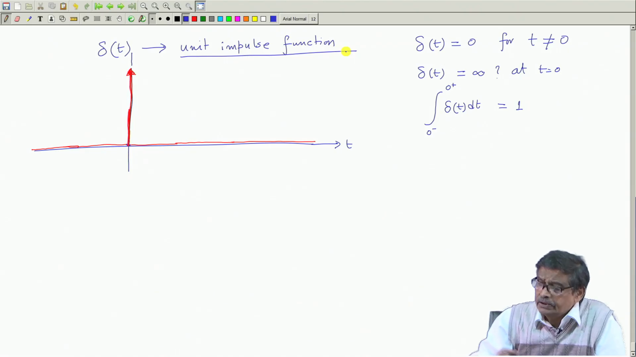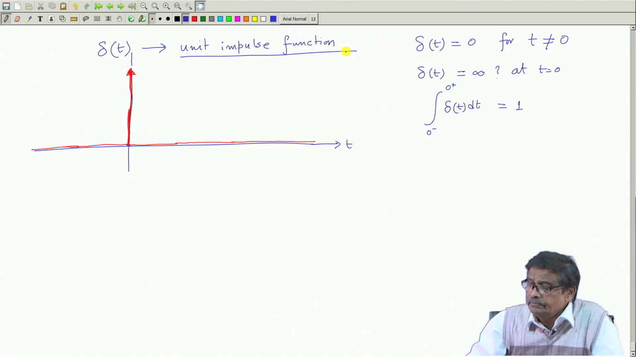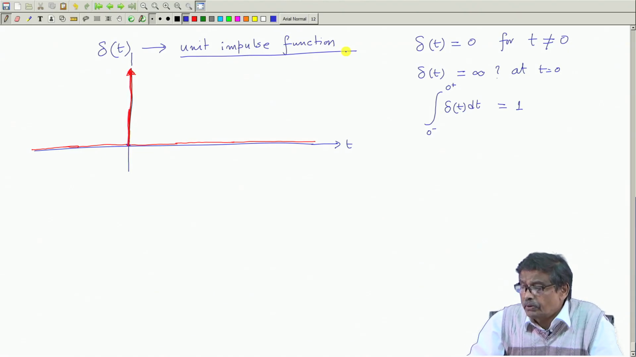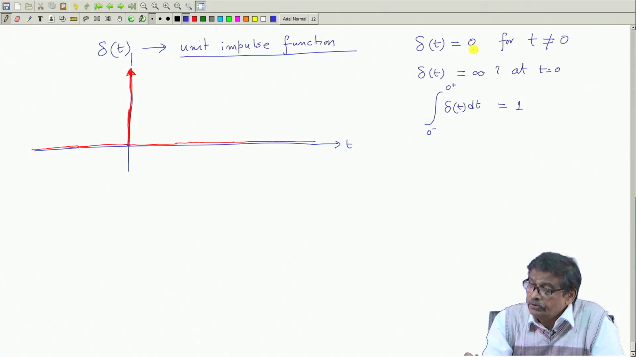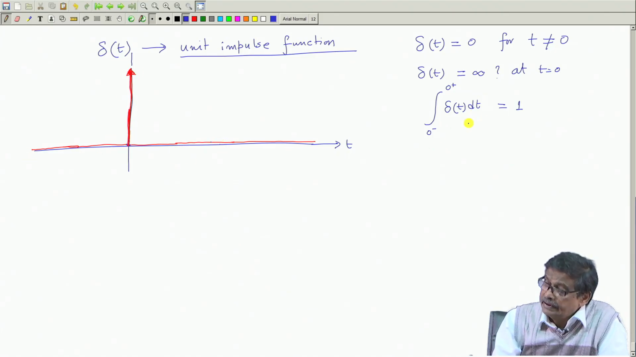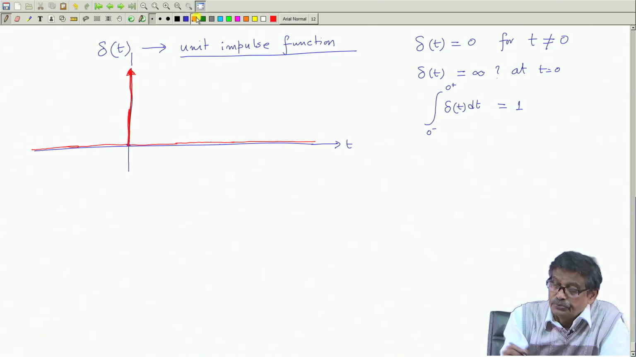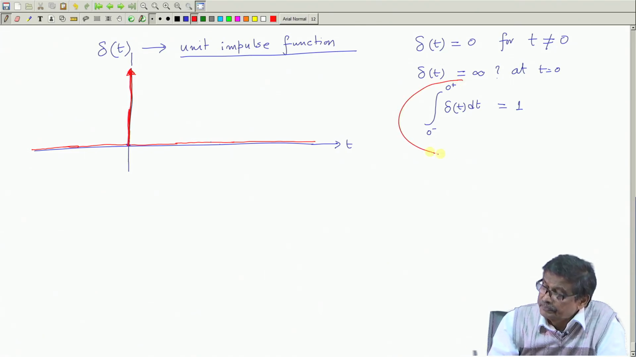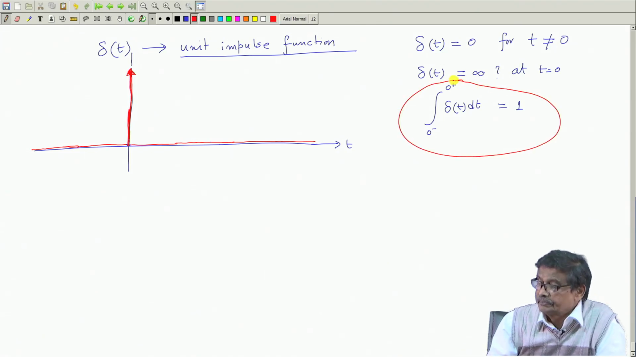Its magnitude at t equal to 0 is very large, I cannot quantify it, infinitely large, and delta t is equal to 0 for any other value of time. Here it is 0; the red one is the delta t curve, and at t equal to 0 the function is infinitely large, but this is true. This is very important.